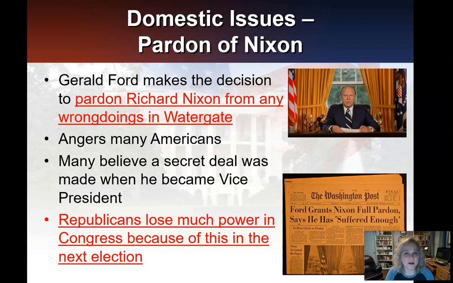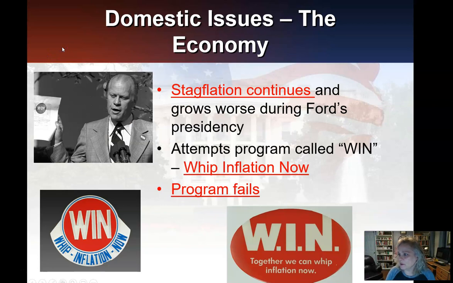And I encourage you to listen to the congressional hearing, in which Congress called him before Congress to discuss why did you pardon him, and listen to his argument and see what you think about that. But either way, really because of Watergate, possibly because of the pardoning too, Republicans lose a lot of power in Congress in the next election, and Ford is not going to be reelected. Okay. But in his defense, again, there were a lot of economic issues that he inherits that he's just not able to dig himself out of.